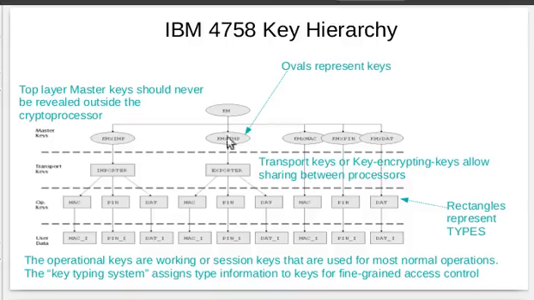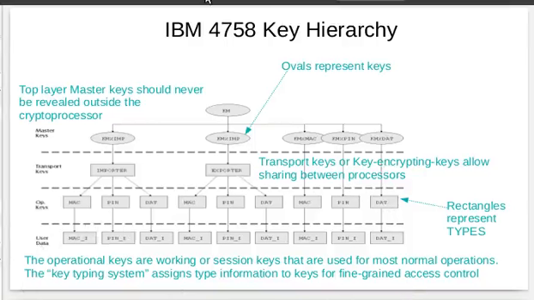These ovals are keys, and these might be keys, but they might be something else, and that was really the problem that we ran into. These rectangles represent types. So these types, remember, they could have keys, but they also imply some kind of access control. At the very lowest level, or I guess the very last two levels, are the operational keys and working or session keys that are used for most normal operations, and they can go outside the crypto processor. This key typing system assigns type information to the keys for fine-grained access control. So these type systems, these rectangles, also imply some kind of access control.